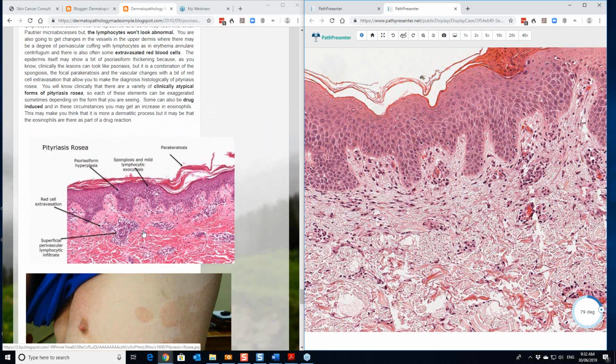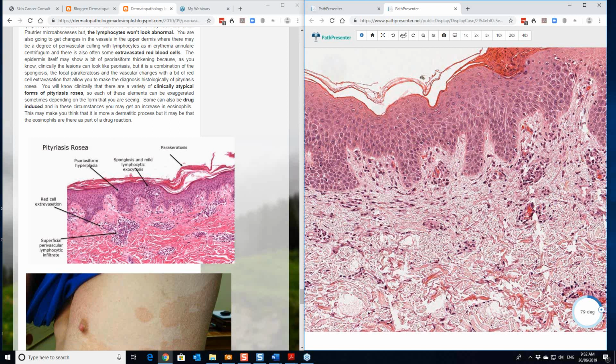If you were to see a fair number of eosinophils in the infiltrate here in the dermis with that sort of picture, then you can get a drug-induced pityriasis rosea. But you're not always going to get the lymphocytes there. So that's pityriasis rosea. It's obviously different from what we were seeing with guttate psoriasis. The next one to look at would be secondary syphilis.